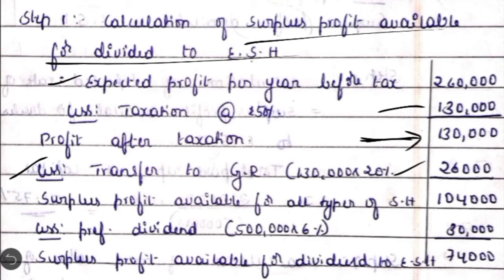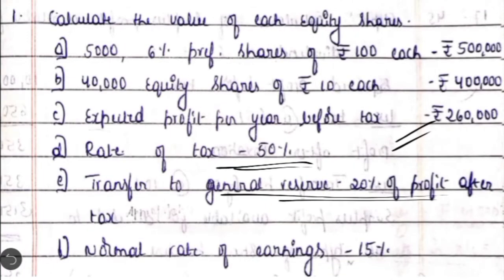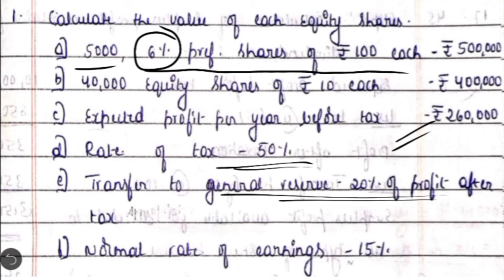Okay, then we are going to again have the balance 1,04,000, which is called surplus profit available for all types of shareholders. So this belongs to preference shareholders as well as equity shareholders, but you cannot distribute equally among both the types, because the preference shareholders have preferential rights and they have fixed rate of dividend. So you should give them fixed rate of dividend. So here it is stated that 5,000 6% preference shares of rupees 100 each. So there are 5,000 preference shares of rupees 100 each with the capital of 5 lakh, on which 6% fixed rate of dividend has to be paid every year.